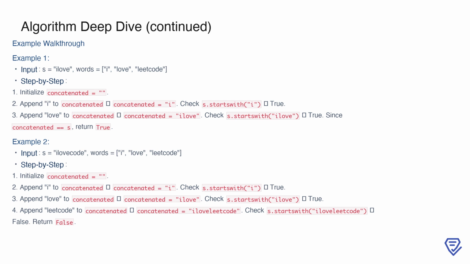In the second example, s is "I love code", and the array is the same. After appending "I" and "love", we have concatenated equals "I love", which still matches the prefix of s. However, appending "LeetCode" gives concatenated equals "I love LeetCode", which no longer matches s. Thus, we return false. These examples demonstrate how the algorithm effectively handles both matching and non-matching cases.